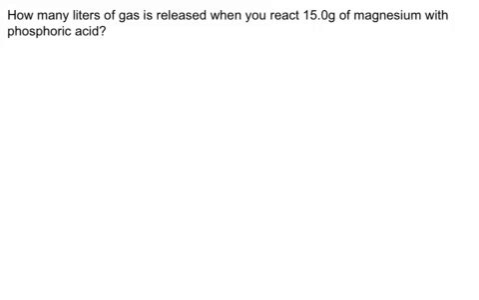Now when we start working a problem, the first thing you have to do is have a balanced chemical equation. You have to look at the problem and figure out what's going on. How many liters of gas is released when you react 15 grams of magnesium with phosphoric acid? Well, we have to write a chemical equation, so let's take magnesium plus phosphoric acid, H3PO4. That's a 3 there, by the way.